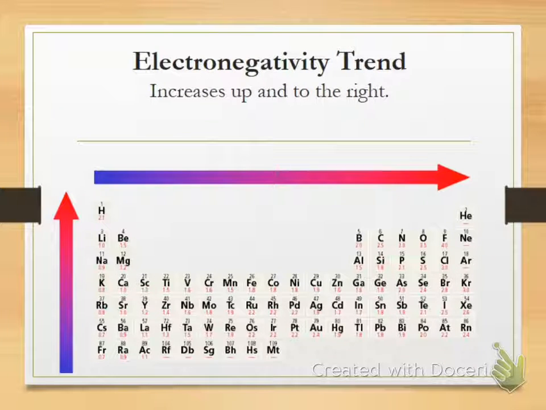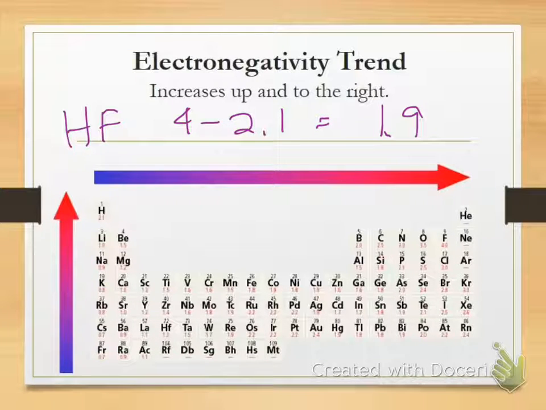So this is our trend, so we would subtract. Okay? So if I wanted to do, say, HF, I would take the 4 minus 2.1 for hydrogen, and I would get what? 1.9? So that would be its electronegativity difference. Okay? That's how we do that.